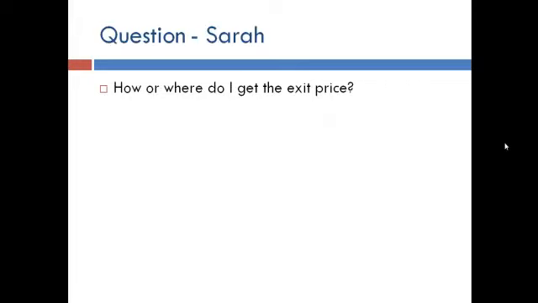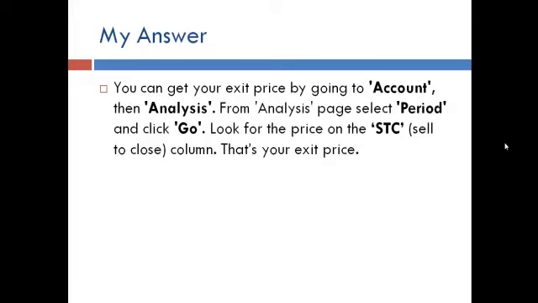She also went on and asked, how or where do I get the exit price? So you can get the exit price by going to account and then analysis, and from the analysis page you select period and then click go. The period can be 1 day, 7 days, 1 month, or 3 months, and you look for the price on the STC. When you see STC, it means sell to close. The column there is your exit price.